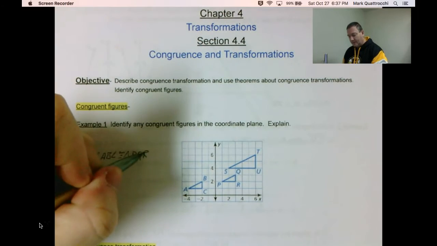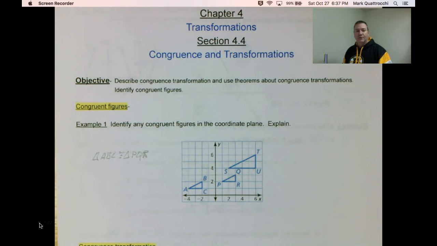Now, how can I do that without proving the triangles are congruent, which is something we're going to do in chapter 5? We can prove it with transformations.